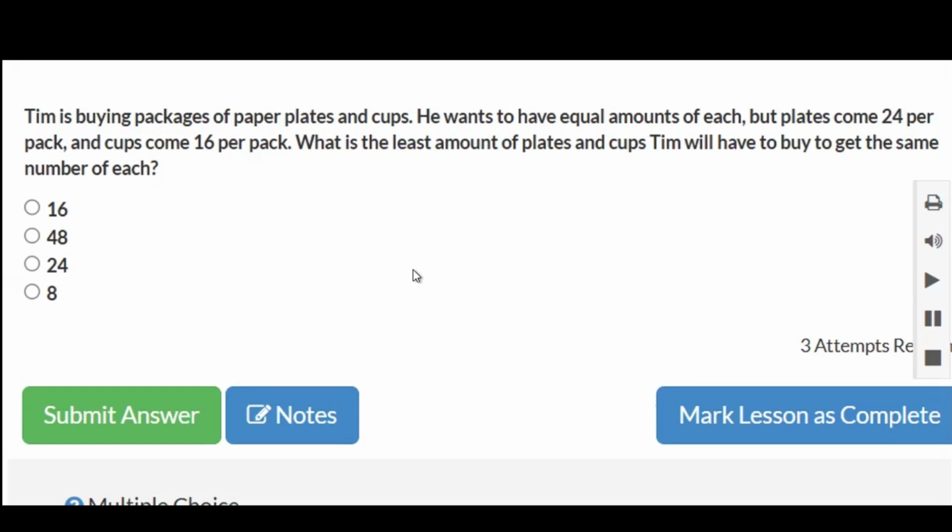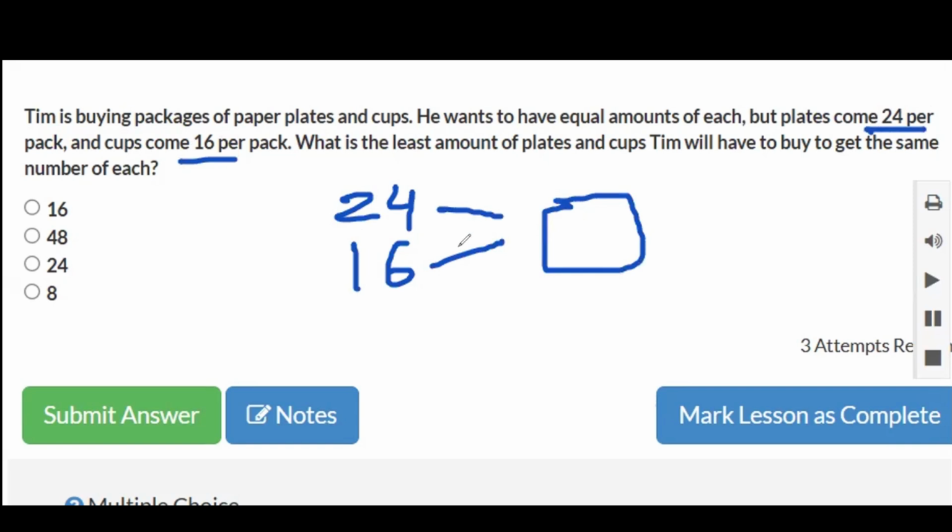What do you think? So he has to get 24 plates. The pack here comes in 24 and this pack comes in 16, and he needs to have the same number of this and this. So what is the least amount of plates and cups? The least common multiple, correct? Can you calculate the least common multiple here?